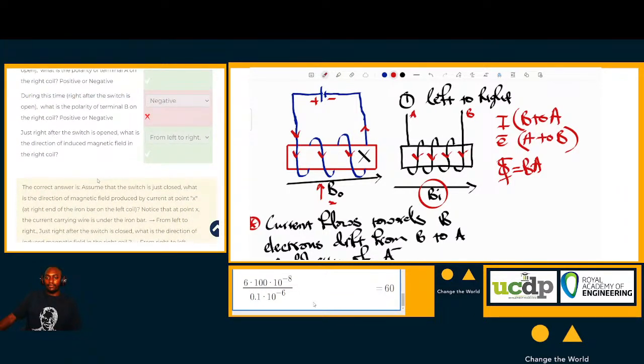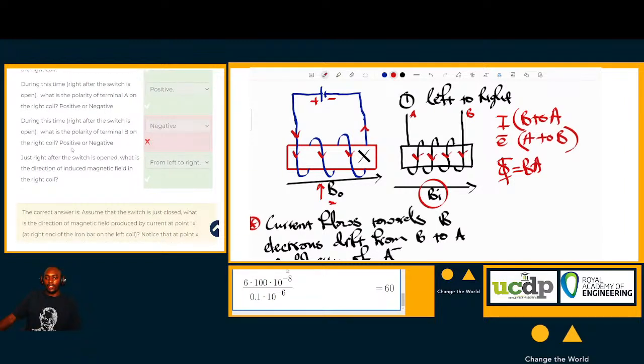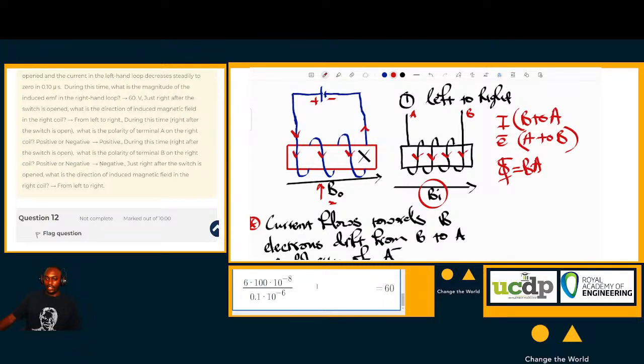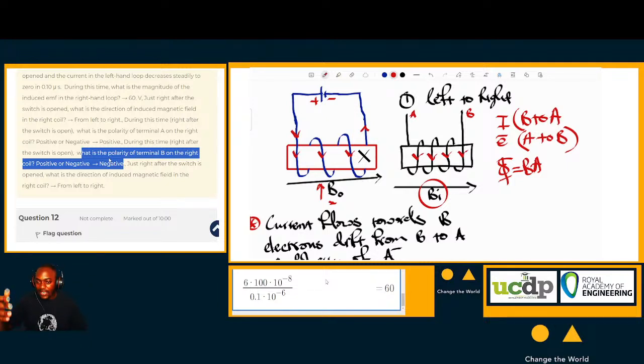Okay, so check. They're saying our answer here for B, we said negative, and it's marking it wrong, but it's actually correct. If you then look at the answer here, it says what polarity of terminal B on the right? It's negative. So our answer is correct. Don't be surprised by that. I think it's just a way how the question was programmed. So it marked negative wrong instead of correct, but the answer is actually negative, as you can see there.